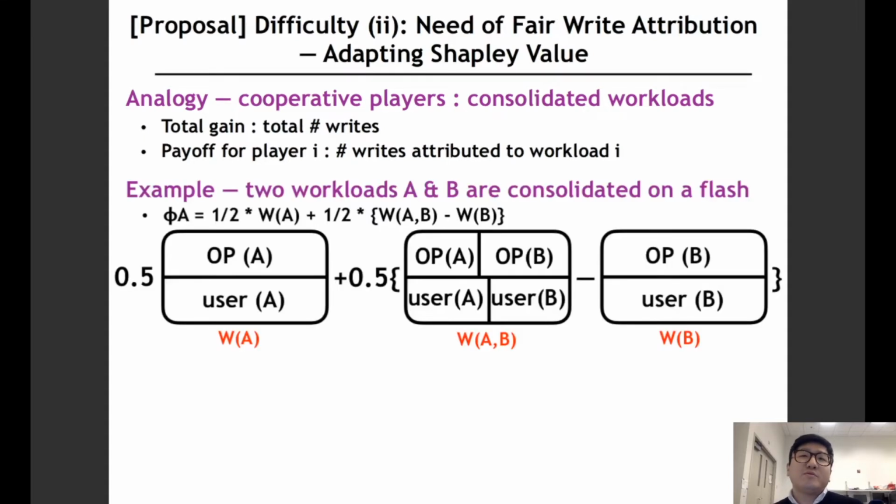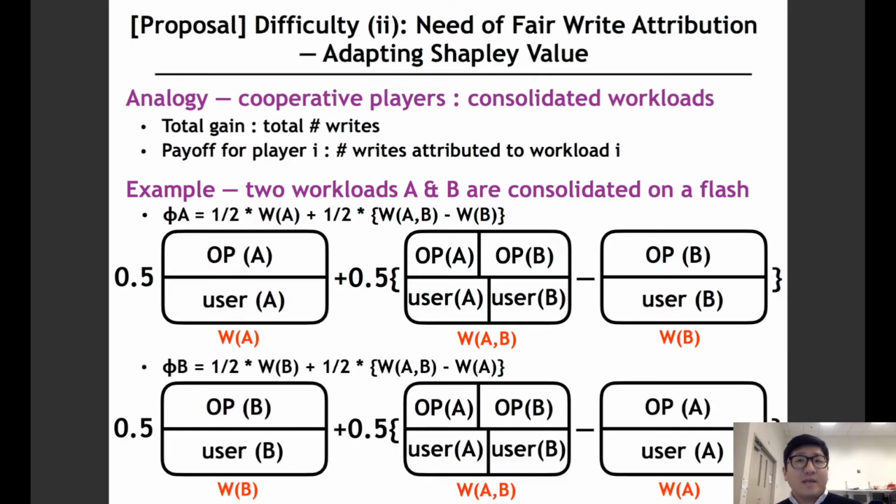Here's an example where two workloads A and B are consolidated. To calculate the number of writes attributed to workload A, two cases are averaged: one for A's contribution when A is executed alone, and the other for A's contribution when A cooperates with B. In the same way, to calculate the number of writes attributed to workload B, two cases are averaged: one for B's contribution when B is executed alone, and the other for B's contribution when B cooperates with A.